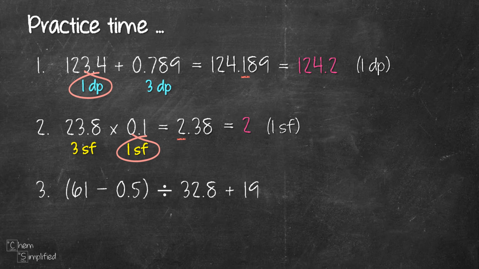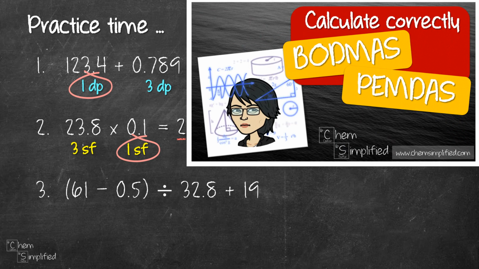The third question involves multiple operations. We have a parenthesis. Inside the parenthesis, we have a subtraction. Outside of the parenthesis, we have division and addition. In situations like this, we need to follow the order of operations. PEMDAS is a good guide to use. I'll link the video if you're interested.